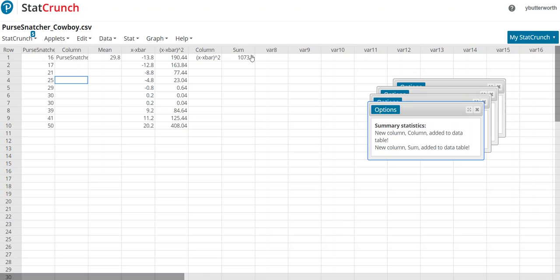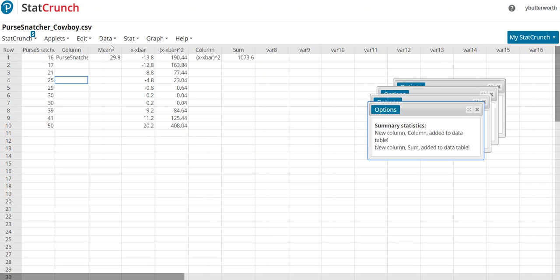And so now here's my sum. The next thing that I need to do is take the sum and divide it by n minus 1. This I'm actually going to do by hand. If I didn't know what n was, I can always look at the row numbers over here, and I can see that we're at 10, which means that the sample size is 10. So 10 minus 1 is 9. So I'm going to divide the sum of the squared deviations about the mean by 9.